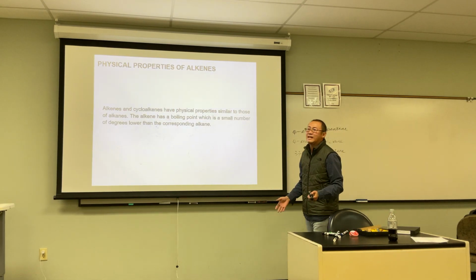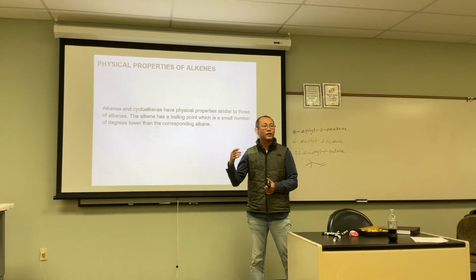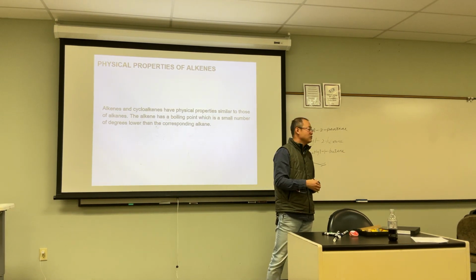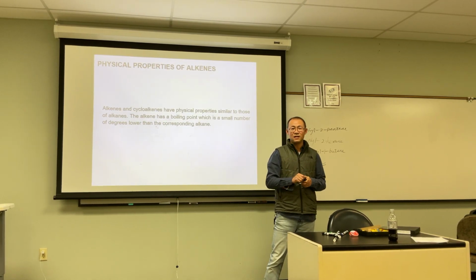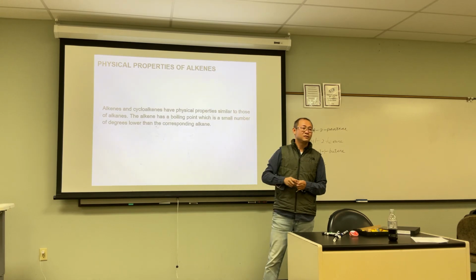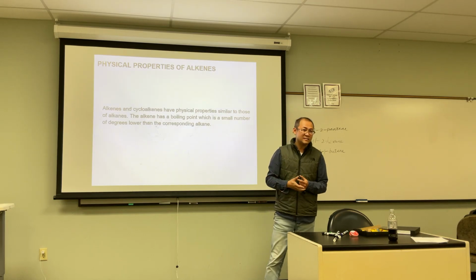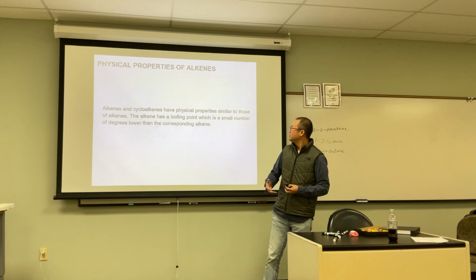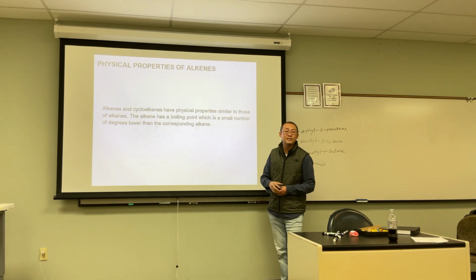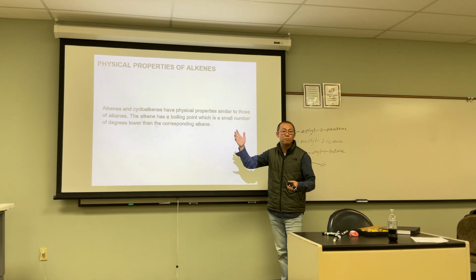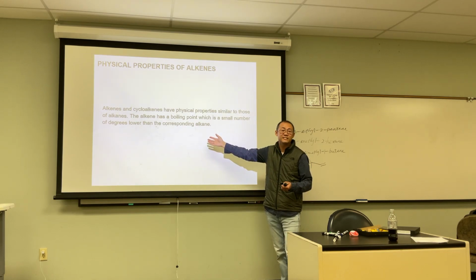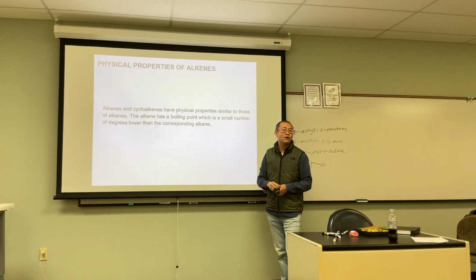After we study naming, the structure, very quickly, the physical properties of alkenes. Physical properties. I only have like three lines here. That's why it's called very briefly. The physical properties of alkenes or cycloalkenes are very similar to those of alkanes. What does it mean? It means if you know the physical properties of alkanes, they are almost the same.